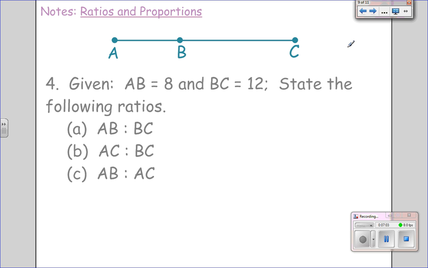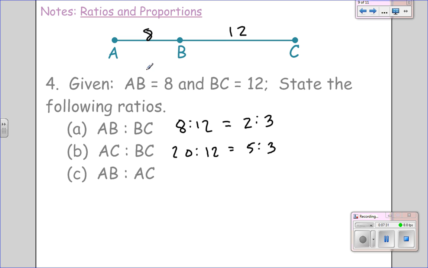All right, so really quickly here. Given AB equals 8, so label it, of course, BC equals 12. State the following ratios. AB to BC, well, that's 8 to 12. And so we reduce that, and that equals 2 to 3, because 4 goes into both of these numbers. AC, so that's 20 to BC, because that's 8 plus 12. To BC is 12. 4 goes in both of those, so 5 to 3. Finally, AB, which is 8, to AC, which is 8 plus 12 is 20. 4 goes into both of those, so 2 colon 5.